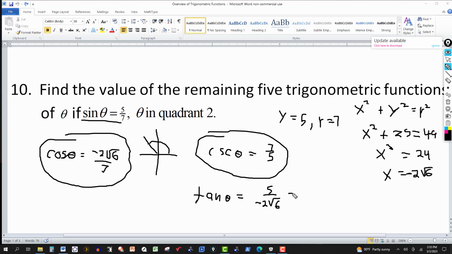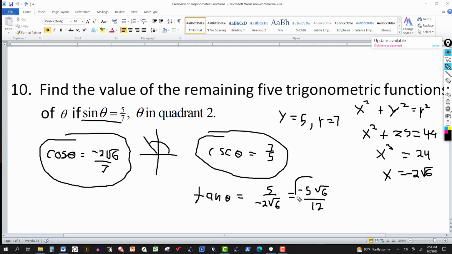And then we usually want to rationalize this, so multiply by the square root of 6, numerator and denominator. On top I will get 5 square root of 6. Then square root of 6 times the square root of 6, that's the square root of 36, which is 6, and then times the negative 2, that'd be negative 12.